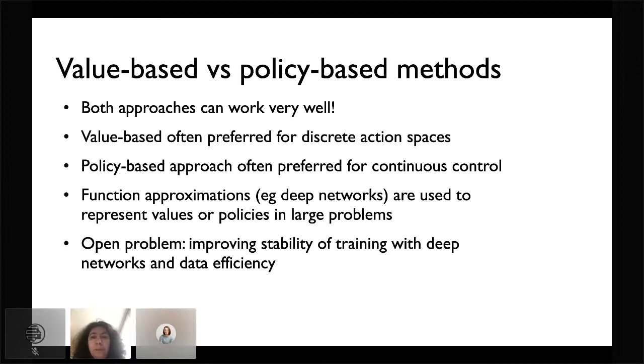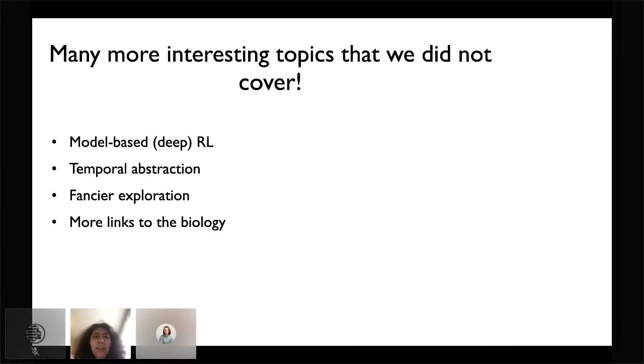And so one open problem is how to really shape the function approximators for reinforcement learning agents specifically, and whether ideas that are better than backpropagation would be needed there. So I will stop there.